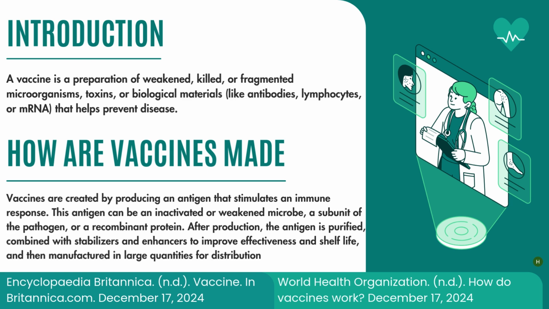Vaccines are created by producing an antigen that stimulates an immune response. This antigen can be an inactivated or weakened microbe, a subunit of the pathogen, or a recombinant protein. After production, the antigen is purified, combined with stabilizers and enhancers to improve effectiveness and shelf life, and then manufactured in large quantities for distribution.